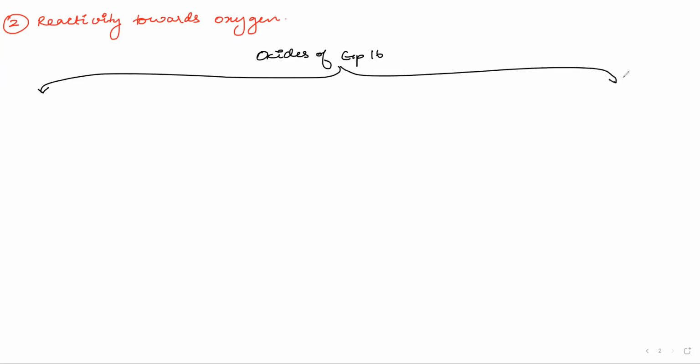Okay, reactivity towards oxygen. If we form oxygen, then it will form what? Oxides. Okay. So we will be looking at the oxides of group 16. Group 16 can form two types of oxides. They are known as the dioxides and trioxides. Now, if we have oxygen, what are the compounds here?